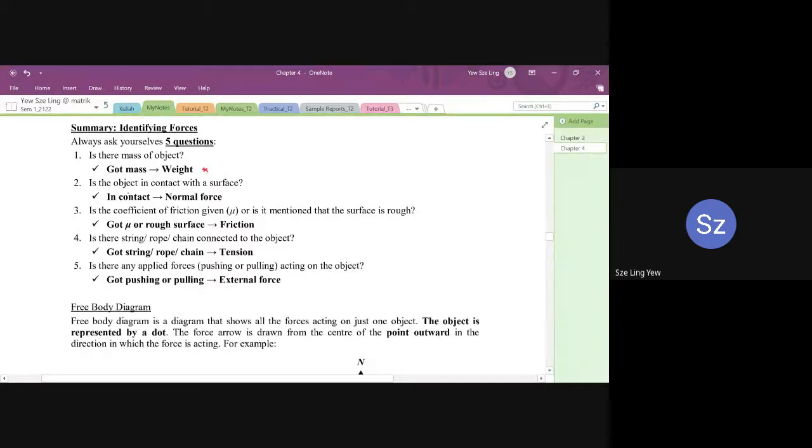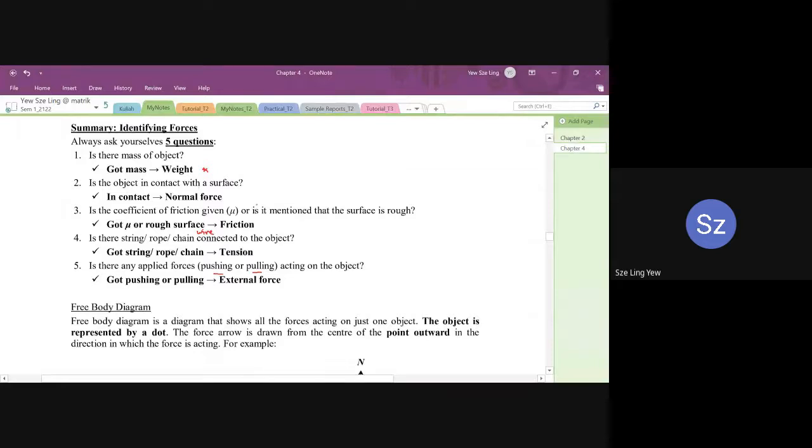The second question you ask yourself: is the object in contact with any surface? If it has a surface, then we have normal force. If no surface, then no normal force. Is the coefficient of friction given, or is it mentioned that the surface is rough? If yes, then we have frictional force. If no, then no frictional force. Is there a string, rope, chain, or wire connected to the object? If yes, then there is tension. If no, then no tension. Is there any applied force, for example pushing or pulling by a human acting on the object? If yes, then external force. If no, no external force.